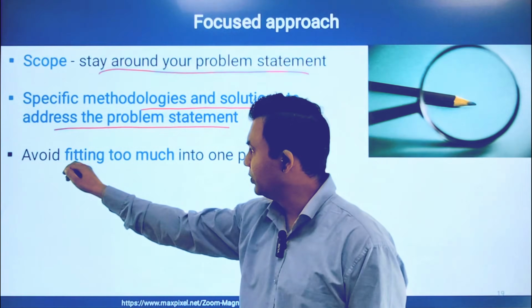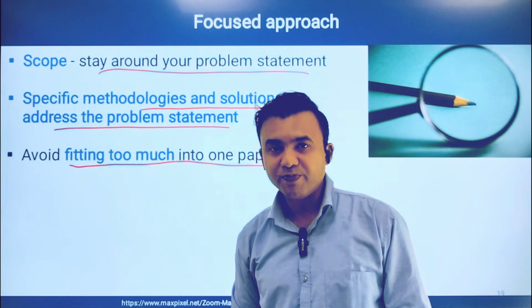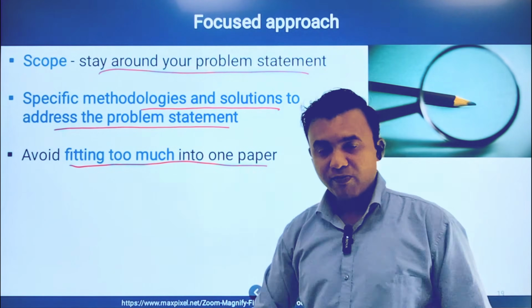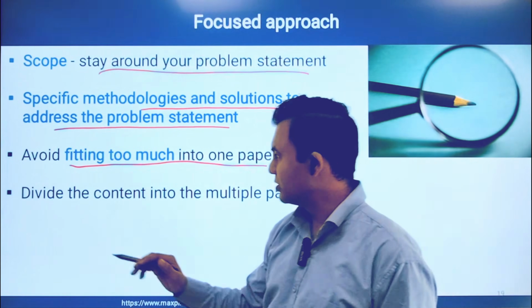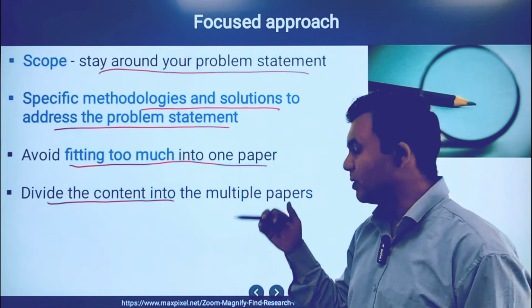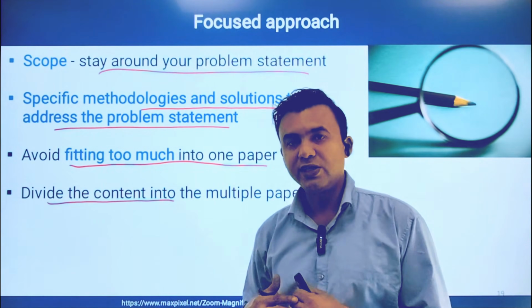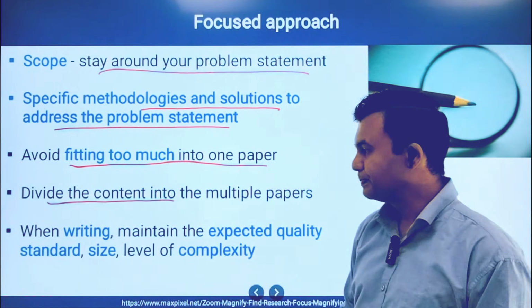Avoid fitting too much into one paper. Do not fit everything into one article, right? Just be focused, be specific. Remember, when we mix too many things, those kinds of papers do not get selected in Q1 journals. Divide the content into multiple papers. If you think something could be an extension of the current work, put it as a second article. Don't put everything in one.